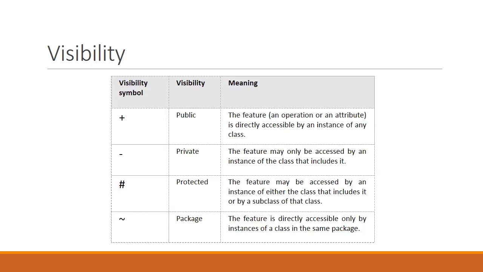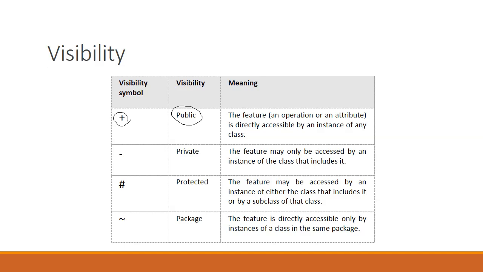Everything that you need to know about visibility in UML is shown in this handy dandy chart. There are 4 different types of visibility. The first type is called public visibility, which is denoted by the plus symbol. A feature, which is an operation or an attribute, that is public is directly accessible by an instance of any class. So a public attribute can be directly accessed by essentially any object.